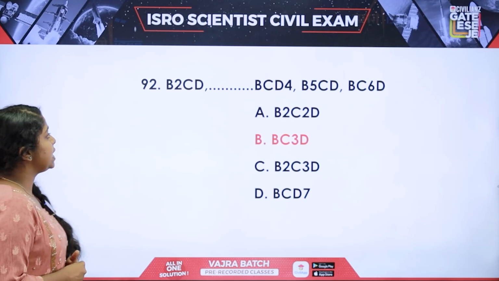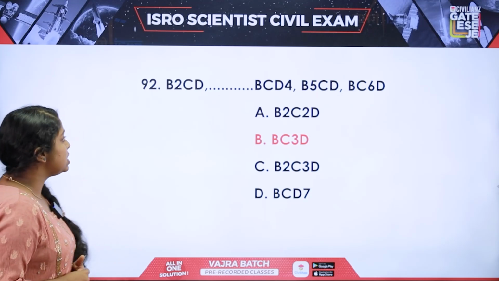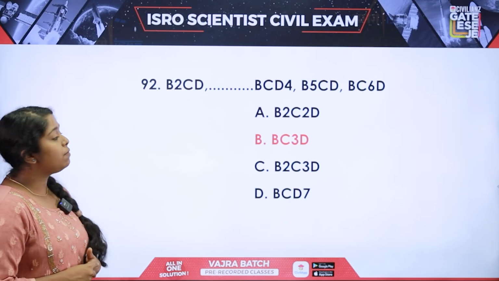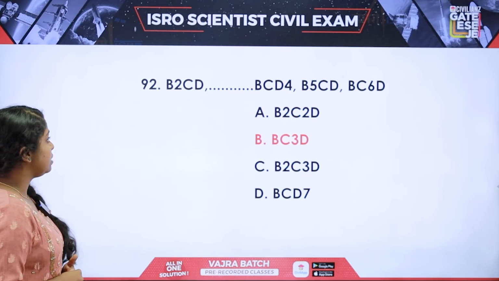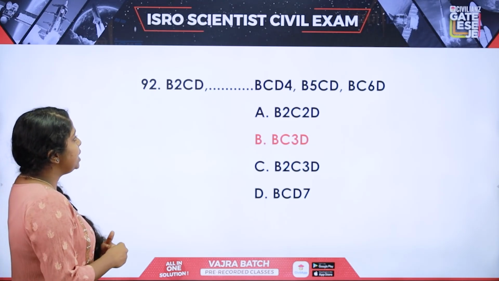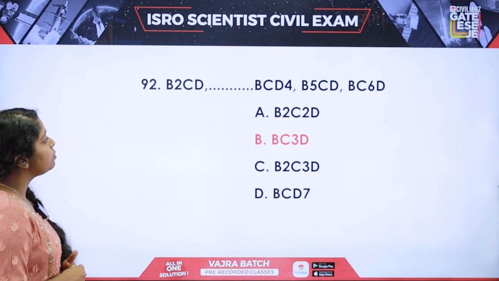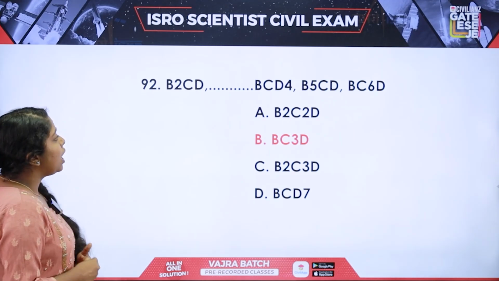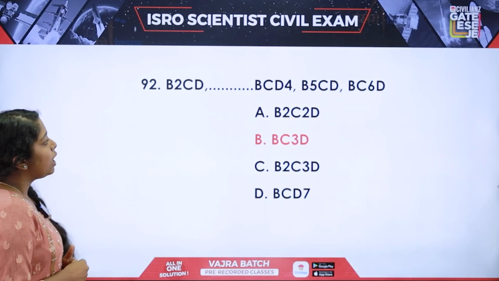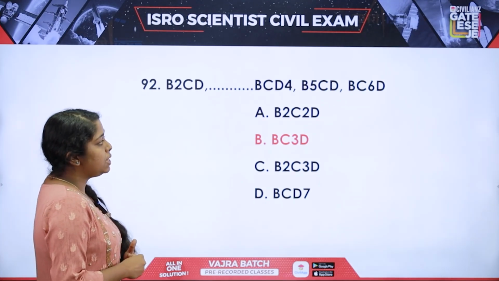Moving on to the 92nd question, we have been given a pattern and there is a missing term. We need to find out what is the missing term. From this, the first one is B2CD and the third one is BCD4 and fifth one is B5CD and next one is B660.